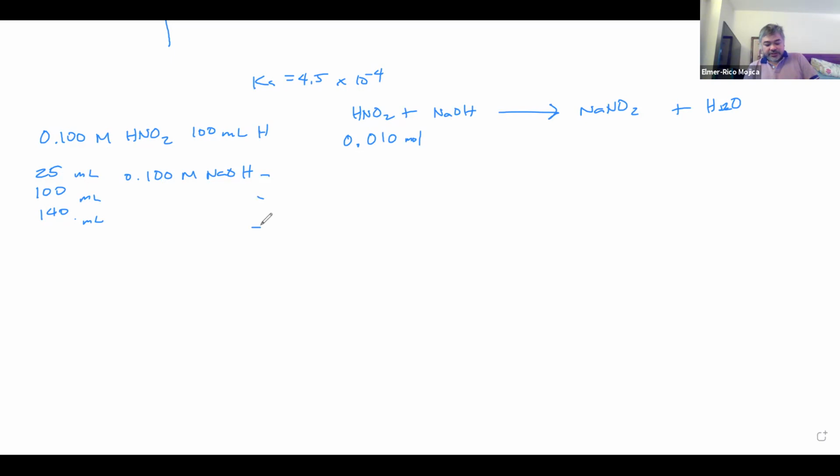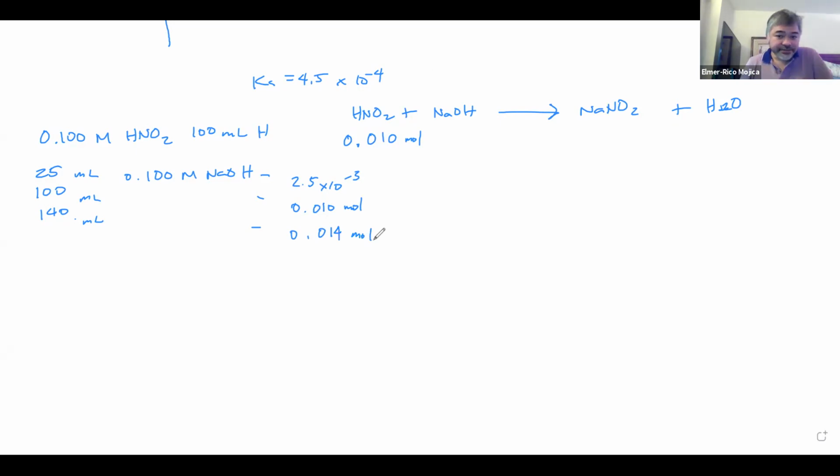So 0.1 times 25 divided by 1,000. So that would be around 2.5 times 10 to the negative 3 here. And then the 100 divided by 1,000 times 0.1. So that is 0.01 here, right? And then the 140 divided by 1,000 times 0.1. So you have 0.014 moles here. So there are what we call 3 points that you have.